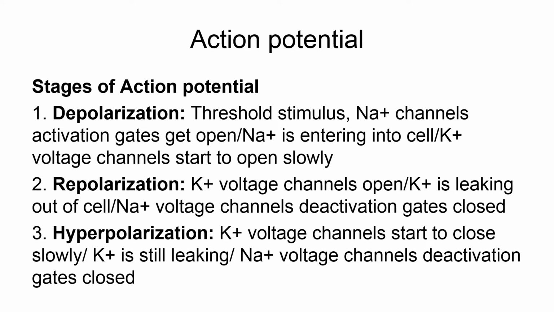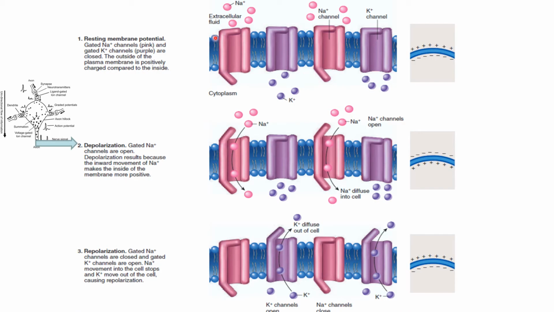So there are various stages of action potential. We know them. They are depolarization, repolarization, and then hyperpolarization. So what is depolarization? In this diagram, we can see that the membrane is at resting membrane potential. Here we are looking at an axon.